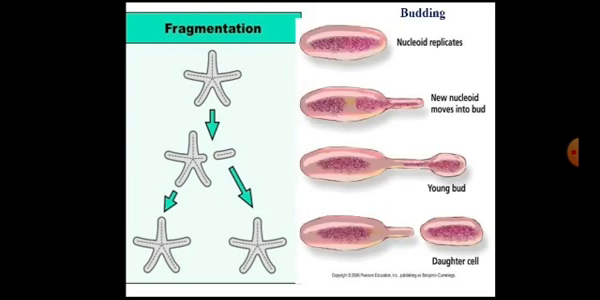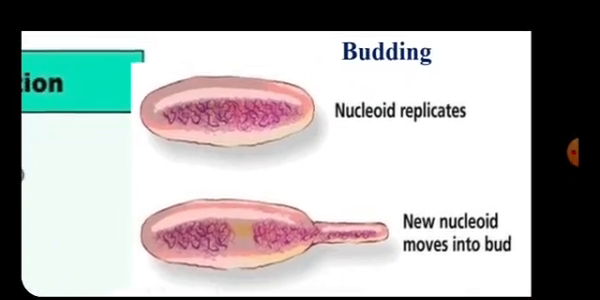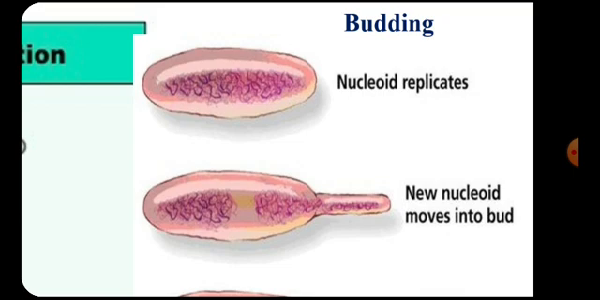The third way of asexual reproduction is budding. This is also not common in bacteria. There is a class of bacteria called budding bacteria. Their unique characteristic is that the method of asexual reproduction is budding.